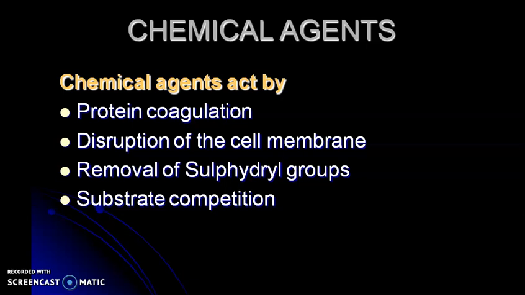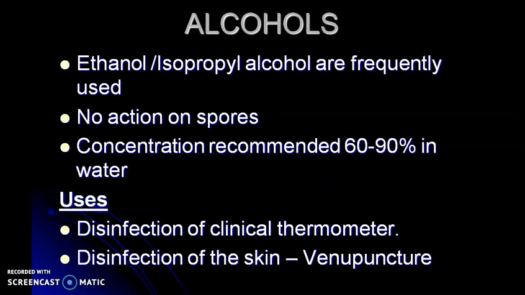Chemical agents act by protein coagulation, disruption of the cell membrane, removal of the sulfhydryl groups, and by substrate competition. By these methods, they will be damaging the microorganisms that are present on the surface. Now let's have a look at the common chemical agents that are used for sterilization.